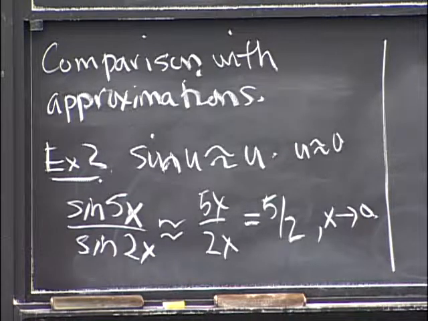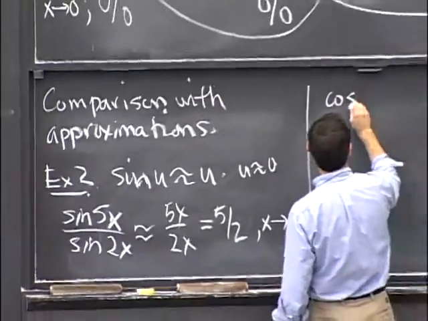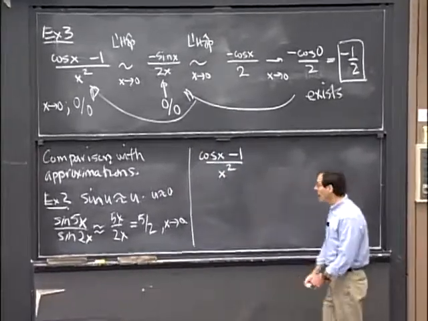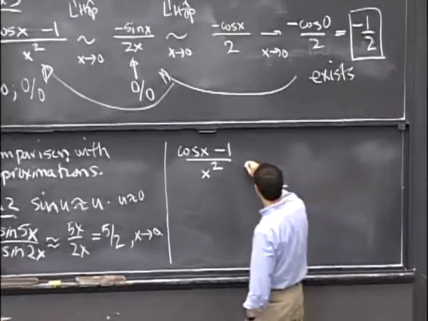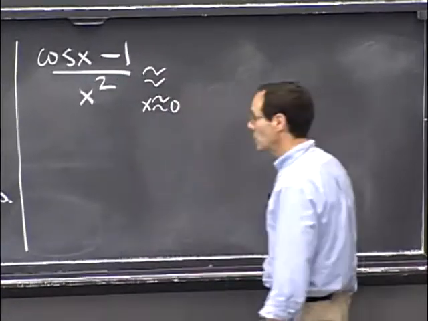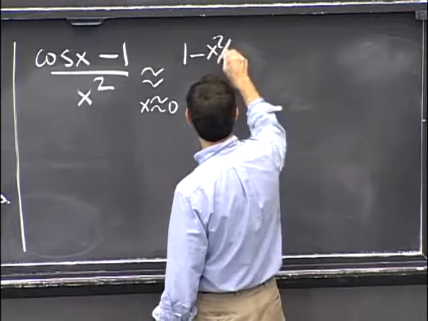In example 3, we managed to look at this expression cosine x minus 1 divided by x squared. And for this one, you have to remember the approximation near x equals 0 to the cosine function. And that's 1 minus x squared over 2.